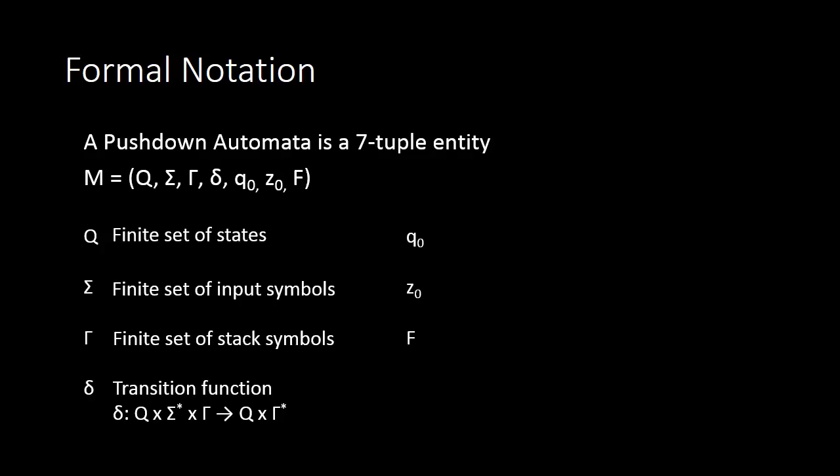On the output side we have gamma star. Star means that we can have epsilon in the string. So if it is epsilon, it signifies a pop operation as we have just seen in the last slide.